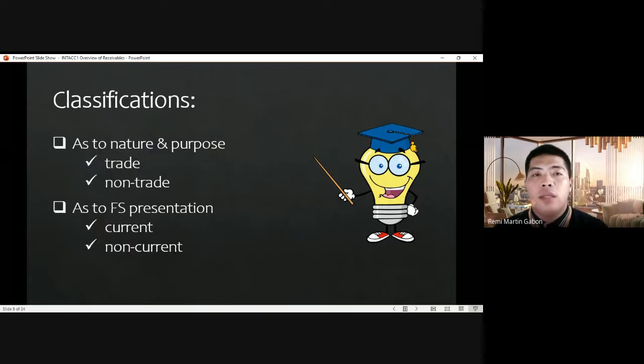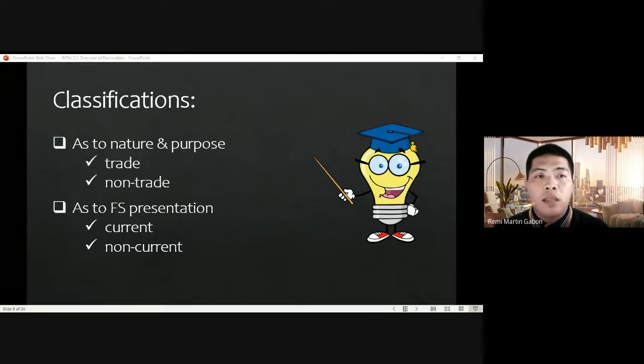So classification. Now that we know the definition and characteristics of receivable, this time, how do we classify them for purposes of financial reporting? So we classify receivables as to nature and purpose and as to FS presentation. Although what is more essential for financial statement purposes is FS presentation, on how we present our receivables. But for this discussion, we refer to nature and purpose and FS presentation. We can have it trade or non-trade for nature and purpose. Then we can have current or non-current for FS presentation. Now, what does it mean by being trade, non-trade, current, or non-current?